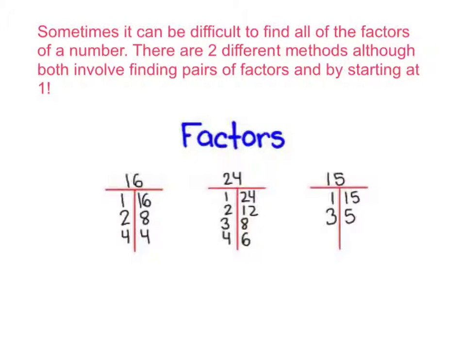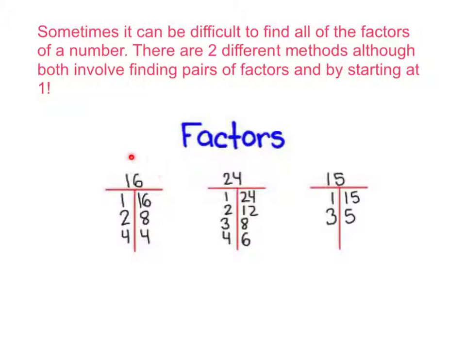So for this, look at the first example. I'm trying to find factors of 16 and I always start with 1. If you look at all of the examples, the top one is 1 and the number itself, because 1 times 16 gives me 16, 1 times 24 gives me 24, etc. I then need to move on to number 2.